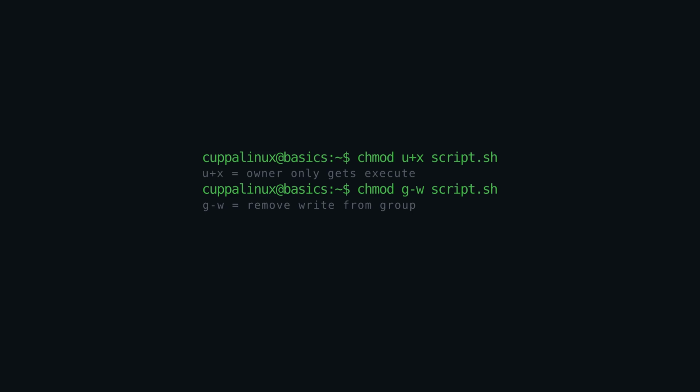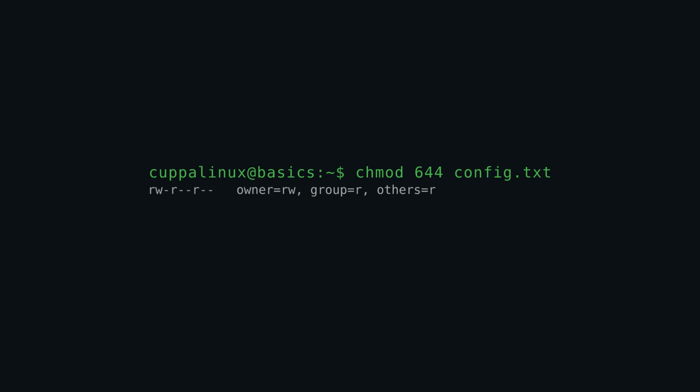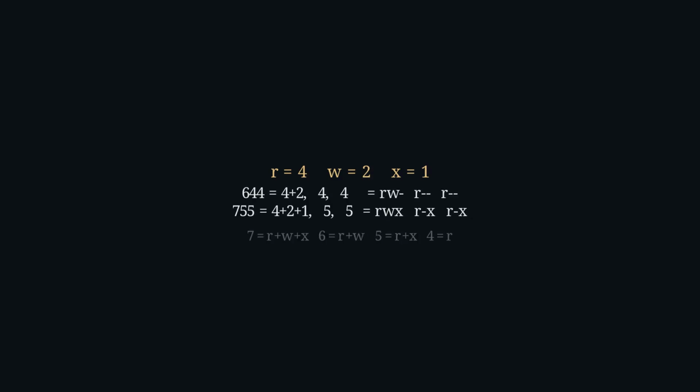Permissions also have a numeric shorthand. Read is 4, write is 2, execute is 1. Add them together for each group. 6 is read plus write. 4 is read only. So chmod 644 sets the owner to read and write, and everyone else to read only. chmod 755 gives the owner full access, and everyone else read and execute.